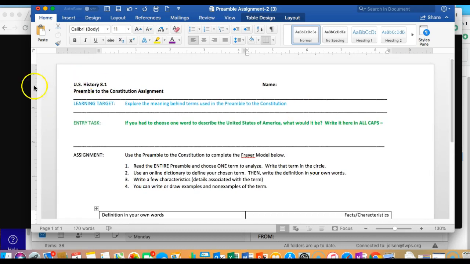All right, guys, I hope that helps you to understand a term within the preamble and to fill out the assignment. Ask me questions if you have them.